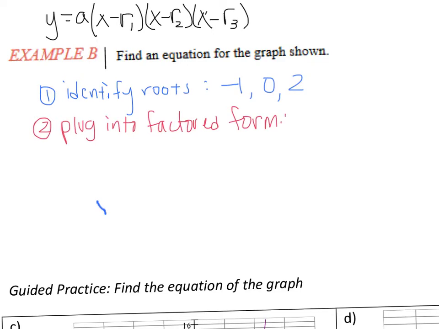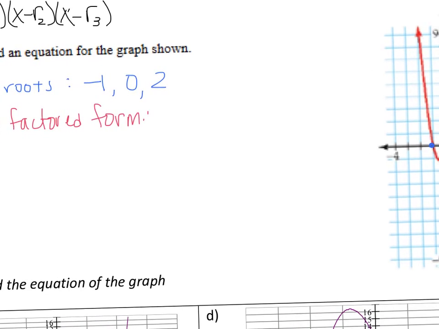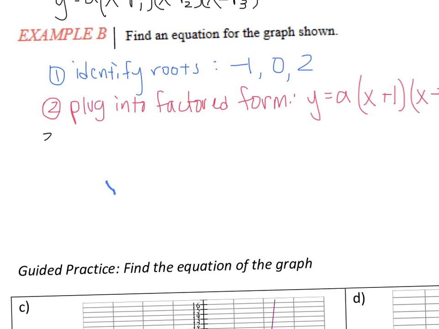Okay, so in our example, when we plug that into factored form, we do not know a, but we know our first root is -1, so x minus -1 is x plus 1, x minus 0, and x minus 2. Okay, our third step is going to be to find a.